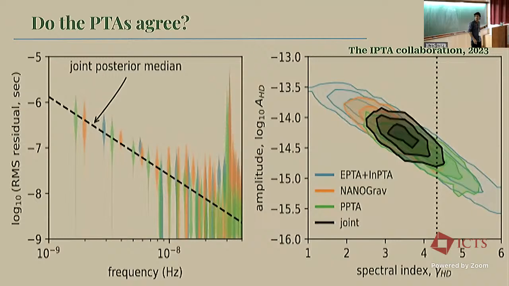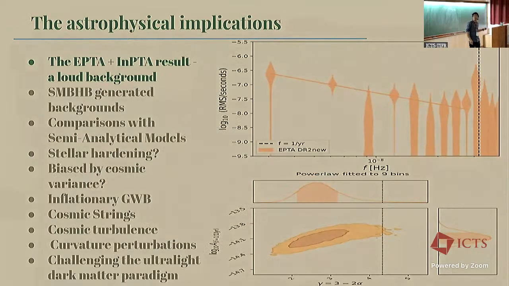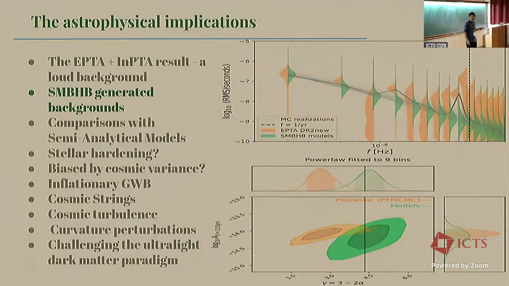I'm trying to speed up, but it still remains that the amplitude is really loud and it's a very, very flat spectrum. This doesn't compare very well with astrophysical implications, as has been mentioned earlier. I'm not going to talk too much about this, except to say that it doesn't compare well with models. We tried that, but you can change the models around a bit.